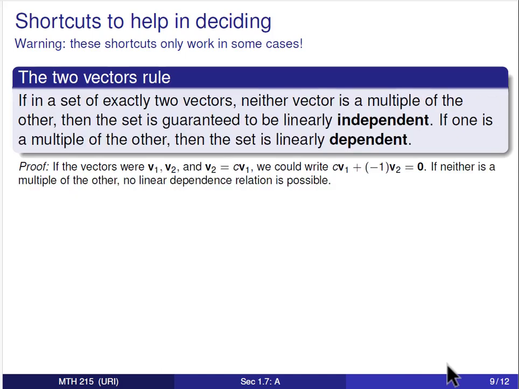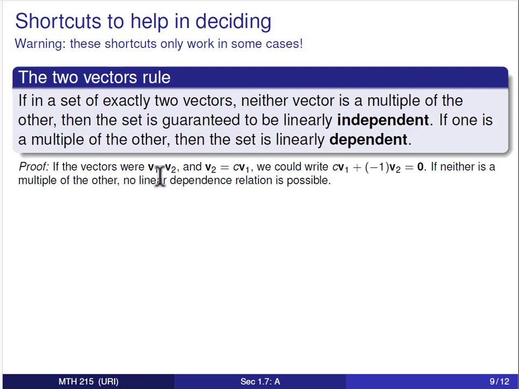Okay, now there are a couple other shortcuts. One deals with having exactly 2 vectors. If in a set of exactly 2 vectors, neither vector is a multiple of the other, then the set is guaranteed to be linearly independent. If, on the other hand, one of them is a multiple of the other, then the set is linearly dependent.